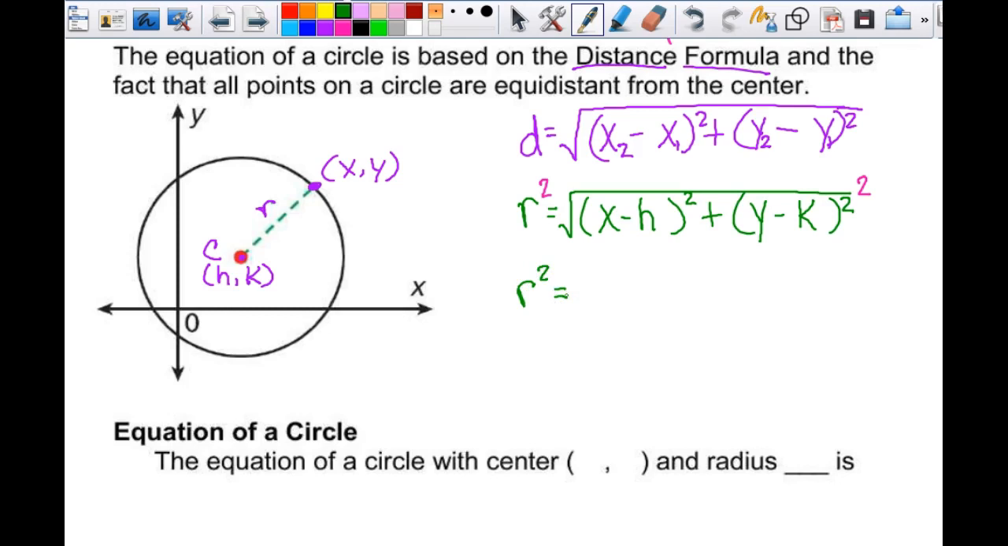Because what's the square root of a monkey squared? A monkey. So all this stuff in here, that's my monkey, right? The square root of a monkey squared is just the monkey, so it's everything that's underneath there. I get x minus h squared plus y minus k squared. Now, I could actually square these, but I'm not going to and I don't want to. Okay, just because I can doesn't mean I am.